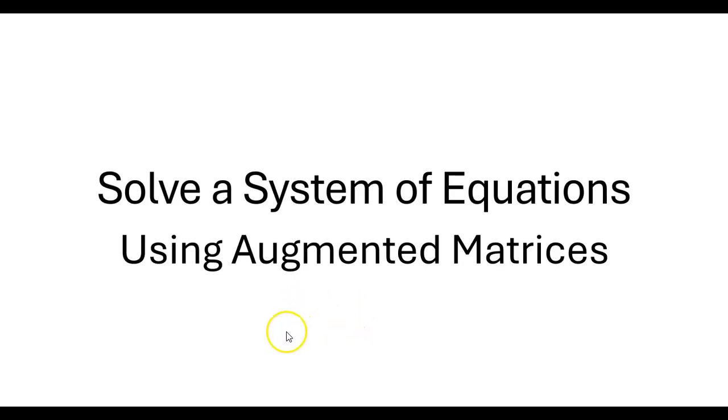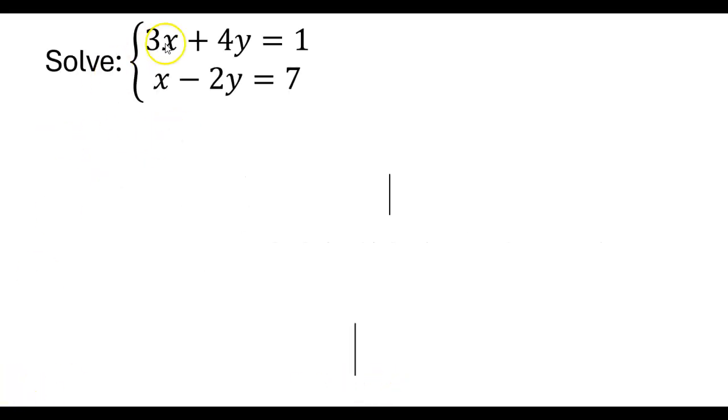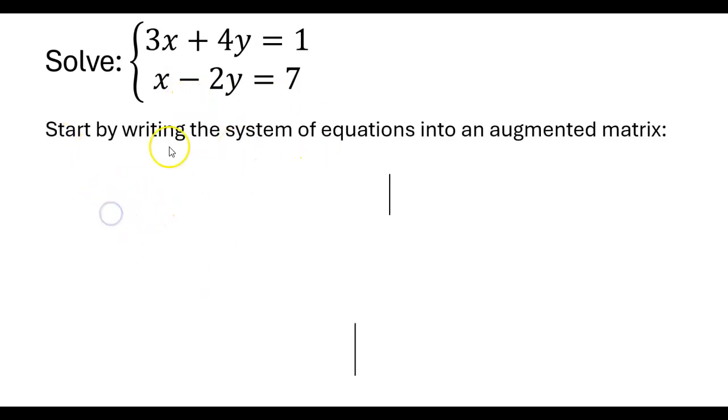Solving a system of equations using augmented matrices. So first we have a system of equations. We've got 3x plus 4y equals 1 and x minus 2y equals 7. So our first step is to write the system of equations into an augmented matrix.